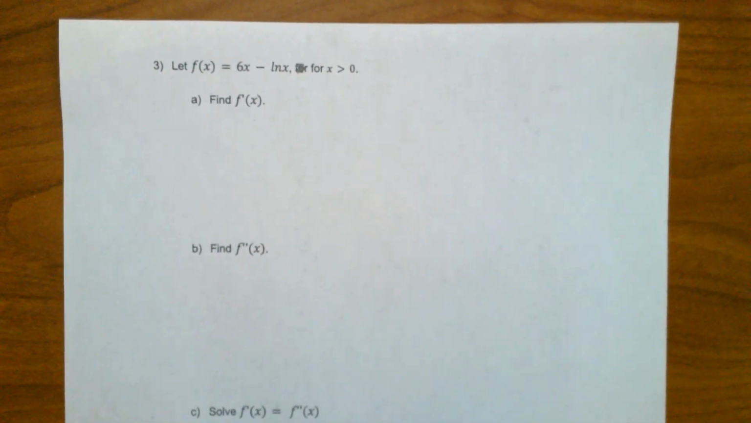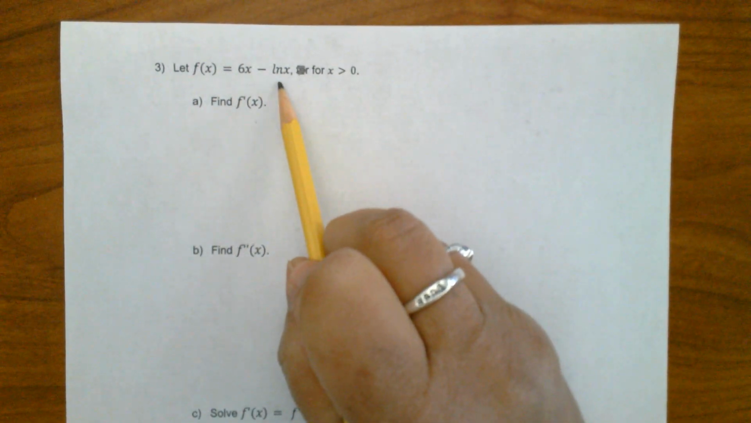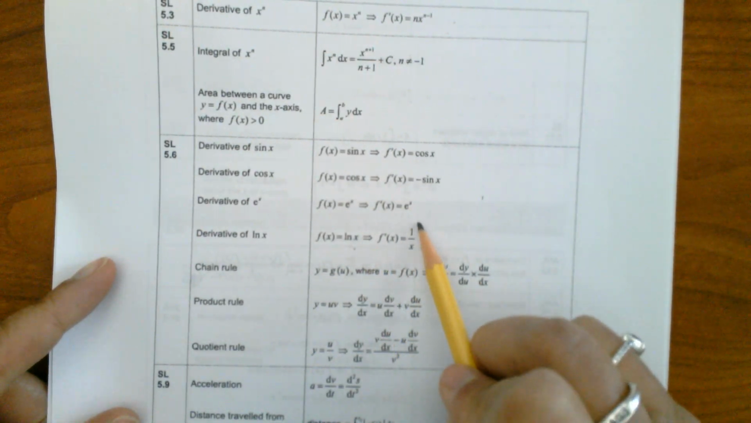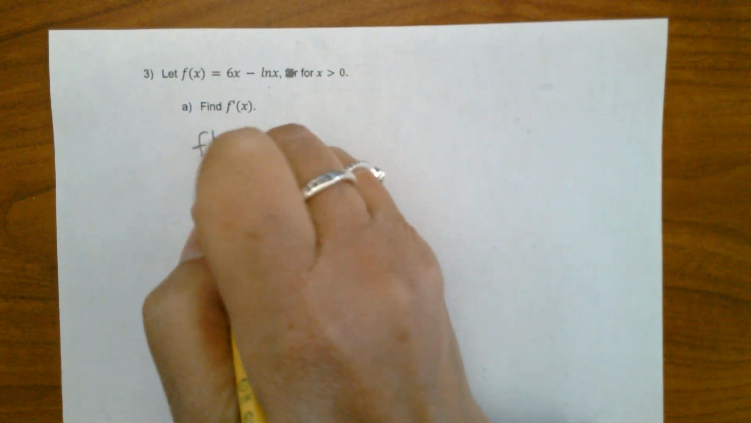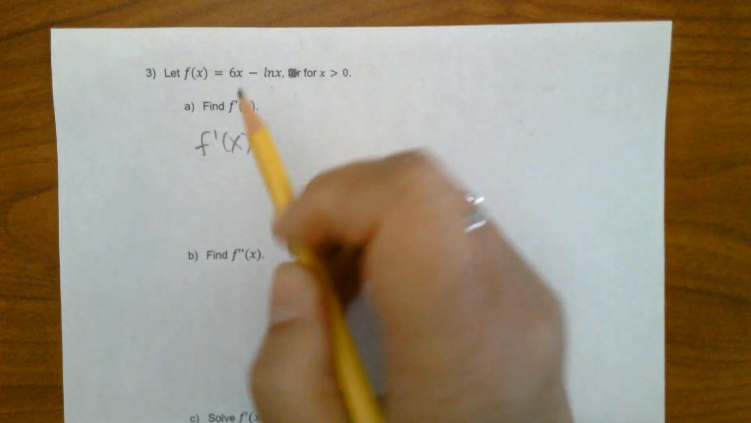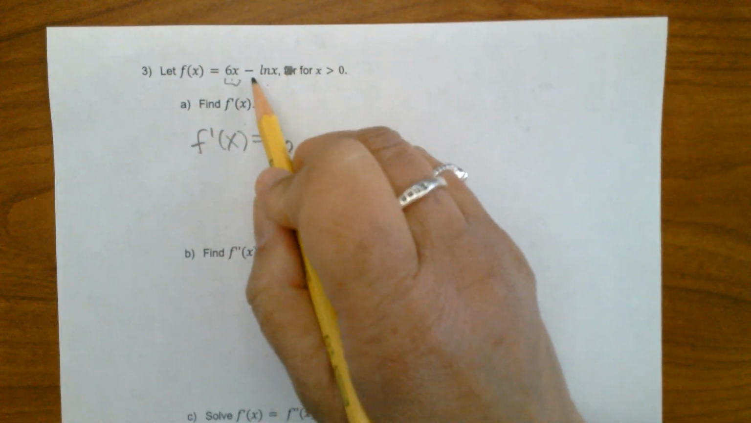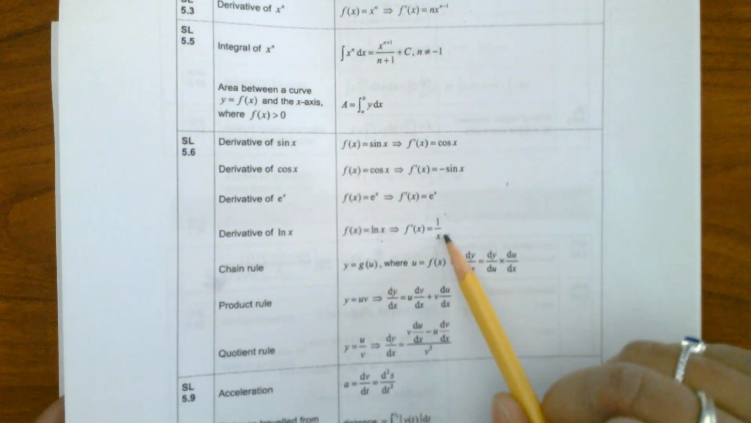So if we go back to our formula booklet, because I don't know how to find the derivative of natural log of x, we are going to see, if we look right here, natural log of x, if we take the derivative, is just 1 over x. So that helps us out. So f prime of x equals, let's take the derivative of 6x first, which is 6. Then we take the derivative minus, and remember, the natural log of x, taking the derivative, we just change it to 1 over x.